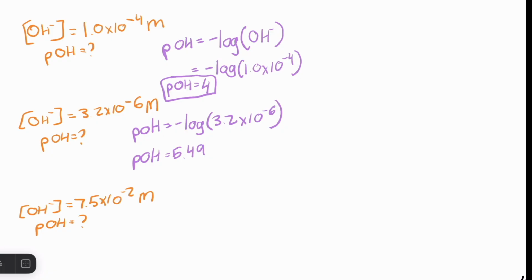Let's look at one more example. Here we have an OH minus concentration of 7.5 times 10 to the negative 2 molar. What is the pOH? We're going to do the exact same thing, where our pOH is going to be the negative log of 7.5 times 10 to the negative second. And that gives us a pOH value of 1.12.